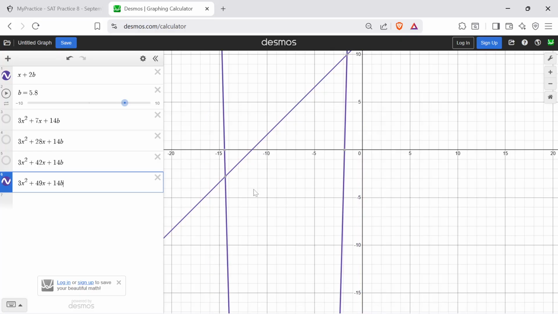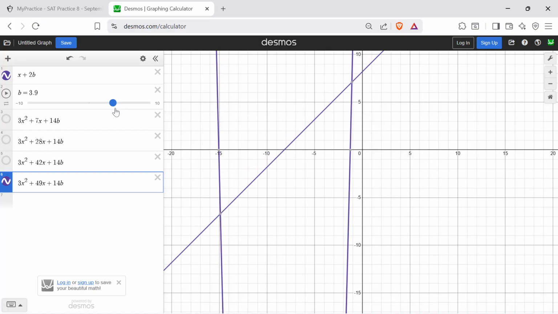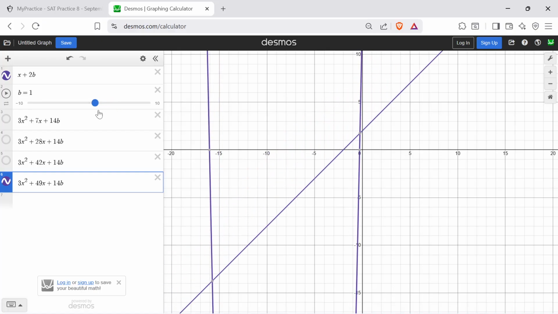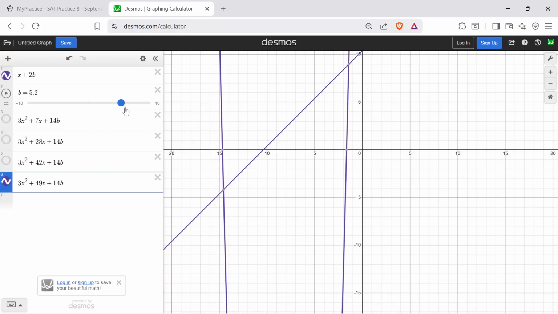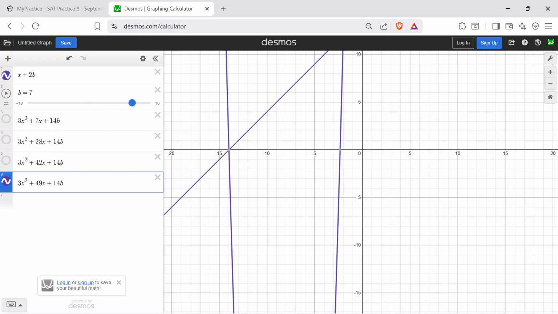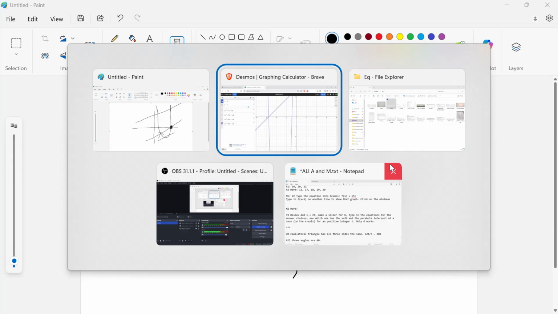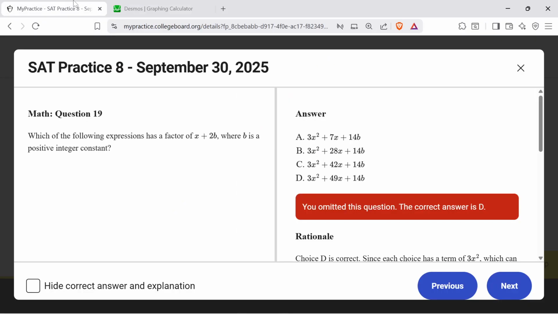It's going to be D, 3x squared plus 49x plus 14b. And let me see, when b is 1, the one on the right is getting further and further away from the x-axis, but the one on the left is getting closer and closer. That looks pretty good right there. Negative 14, 0. So at b equals 7, that's a positive integer. So that's how I would get the answer being D on this one.